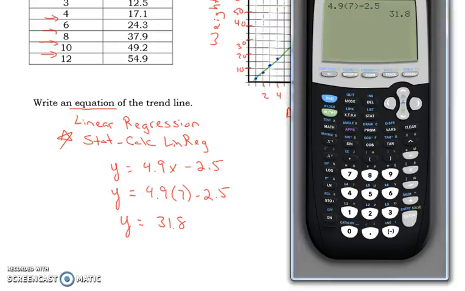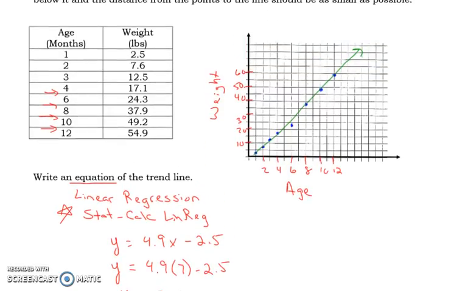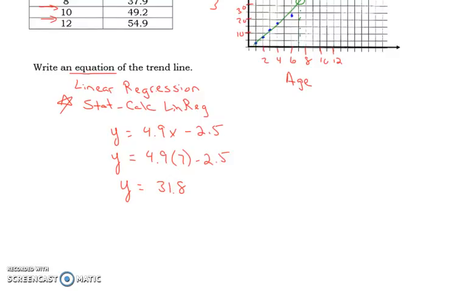And if we look at the scatter plot, if I look at 7 months old, we're a little bit over 30 pounds. And according to my trend line, I'm at 31.8.